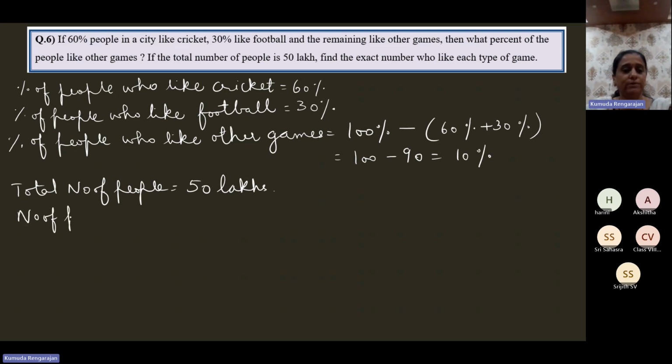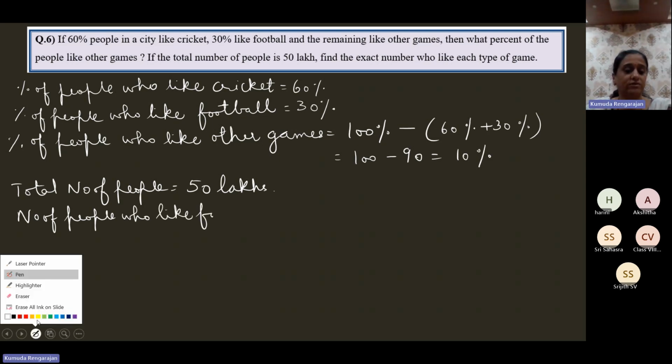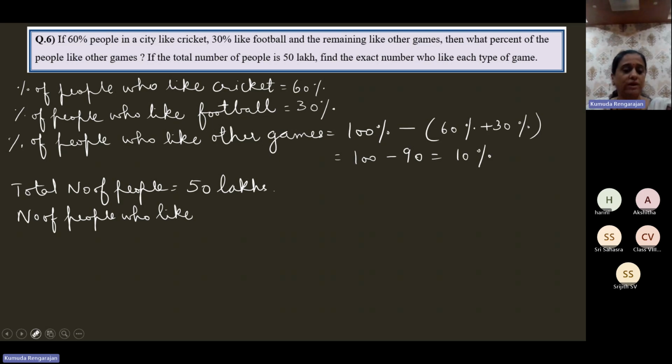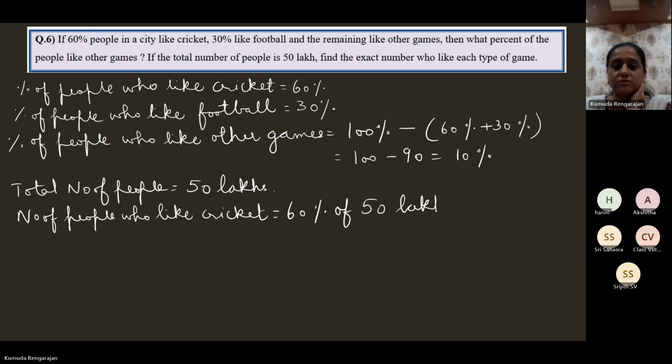Number of people who like cricket is equal to 60% of the total 50 lakhs. Number of people who like cricket will be 60% of the total number of people, 50 lakhs.